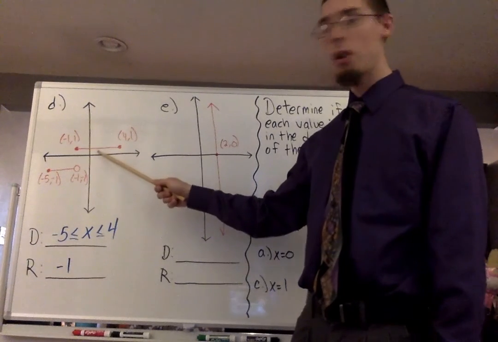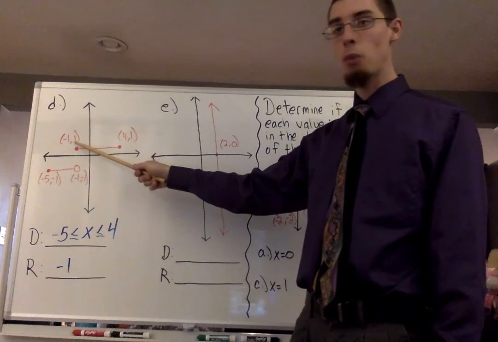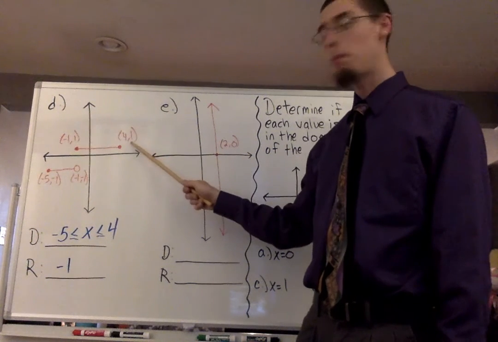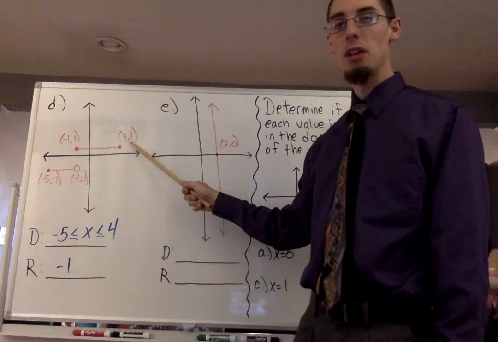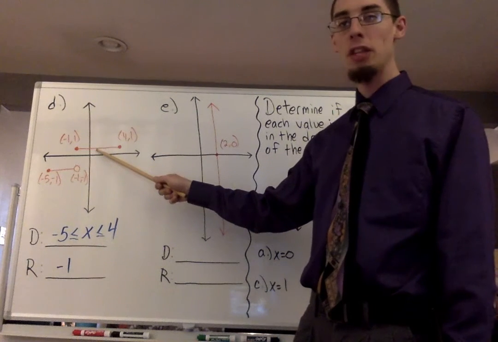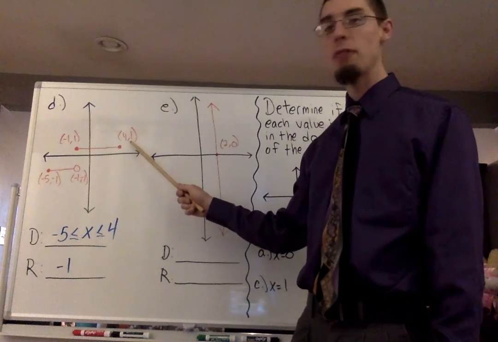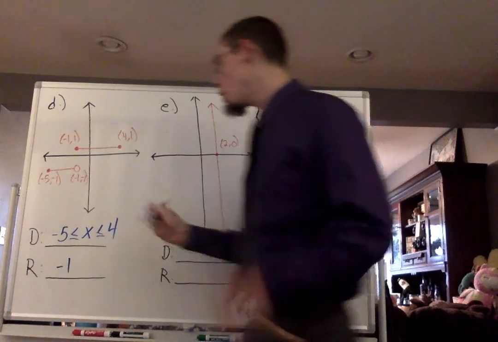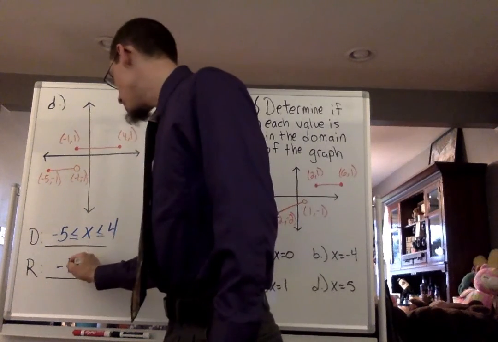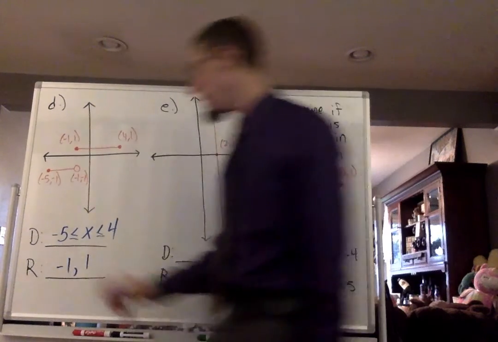Now, the second part of the graph, +1 is your y value here. The y value will never change for this part of the graph. It will always be +1. So my range is literally just the numbers -1, +1. That's my range.